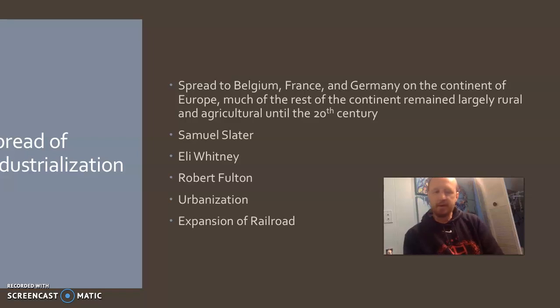All right, we've been talking about the Industrial Revolution, and we've been talking about how it started in England. Now we want to talk about how it spread. There were laws put in place by the English to try to limit that spread. The goal was basically to maintain their advantage in industrialization.